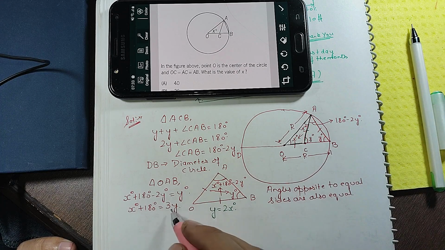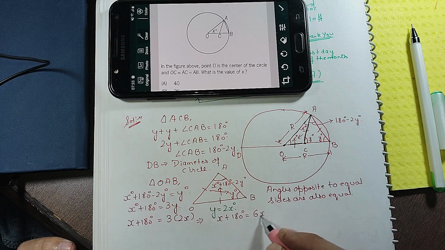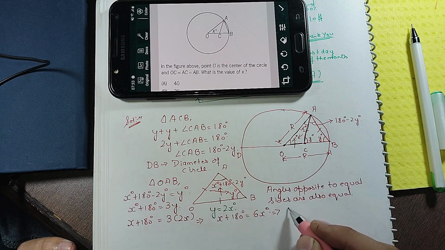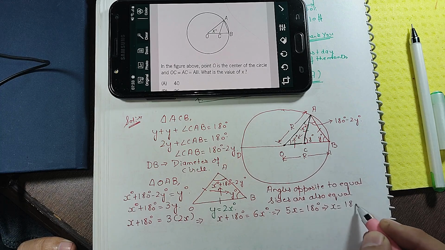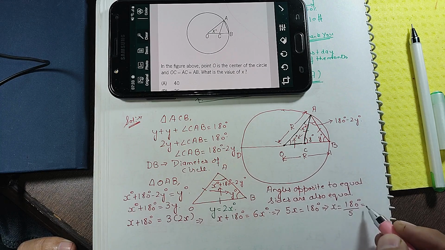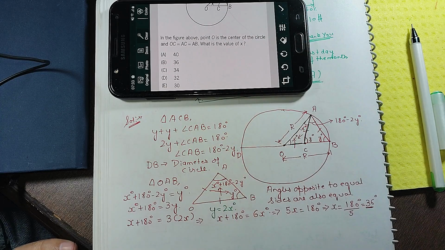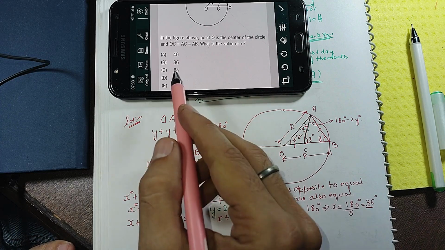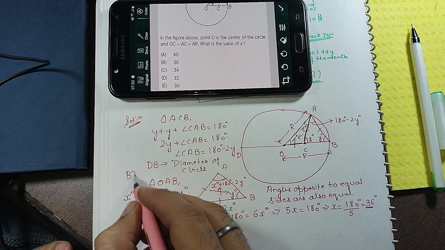Now putting Y equal to 2X degree in this, I will get 3 times 2X equal to X plus 180 degree. From this I can have X plus 180 degree is equal to 6X degree, or I can say shifting this to this side, I will get 5X equal to 180 degree. From this I can get the value of X equal to 180 degree divided by 5, which is 36. So from the options I can see the right option for this question will be option number B. So X is 36 degree. Option B is the right option.